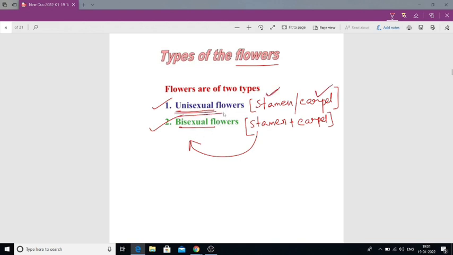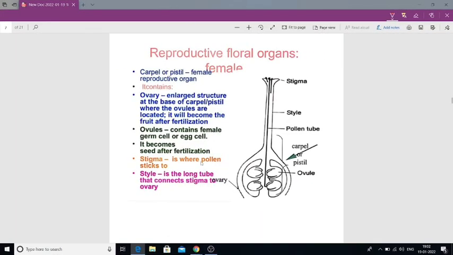So can you recall, students, what could be an example of a unisexual flower or a bisexual flower? If you can recall, then please write it down in the comment section. As I said, today we will focus on sexual reproduction in the flowering plant. This is the main portion of the reproduction.